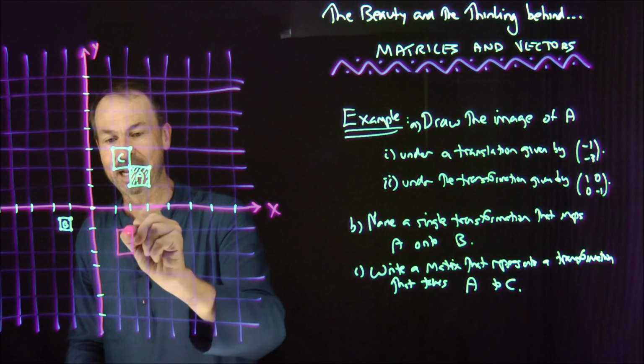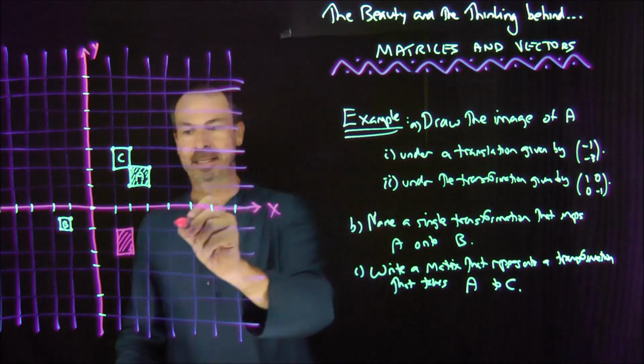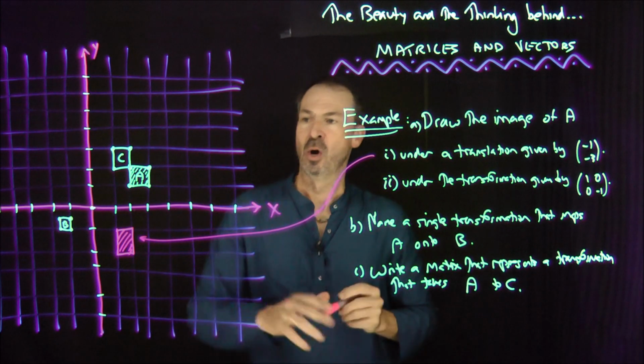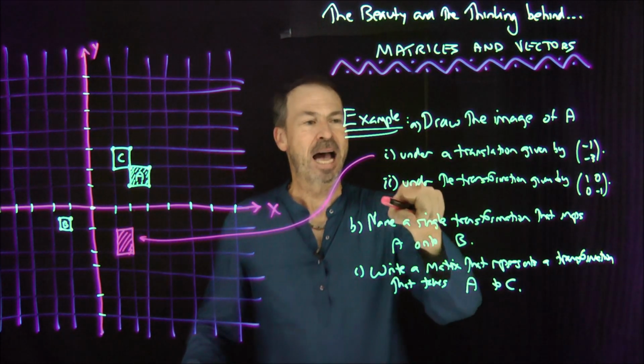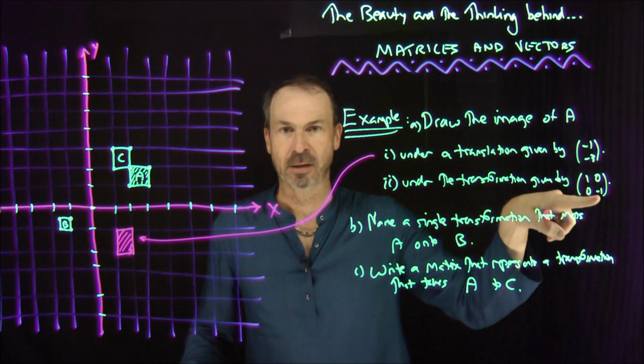I believe this is the answer to part A1. There is the image under a translation, 1 unit to left, 3 units down. Great. Now let's draw the image of A under the transformation given by the matrix 1, 0 and 0, -1.